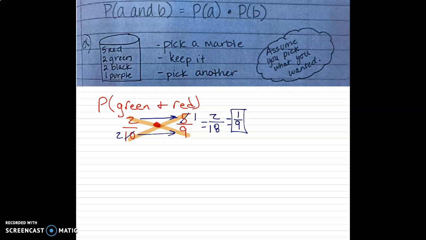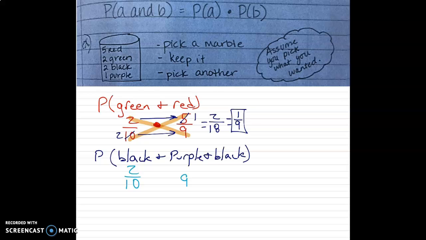All right, let's do the probability of getting a black, then a purple, then a black. Remember, we're not going to put these marbles back in. So how many marbles in total are in there right now? For our very first drawing, there are 10. How many of them are black? 2 of them are black. So we pick a marble out. We don't put it back. There's not 10 marbles anymore. There are now 9 marbles.